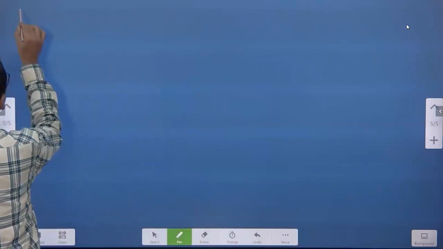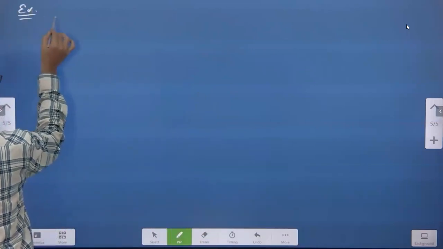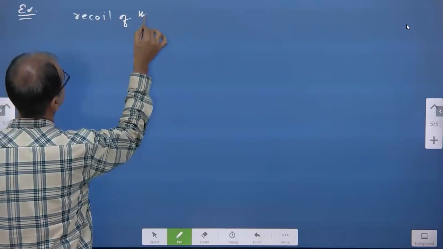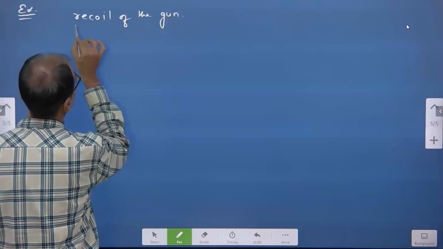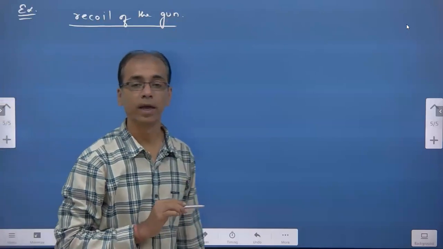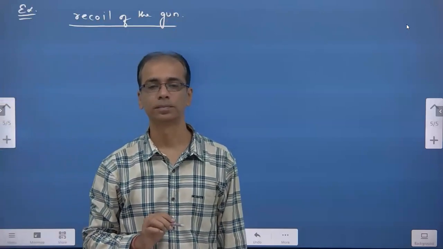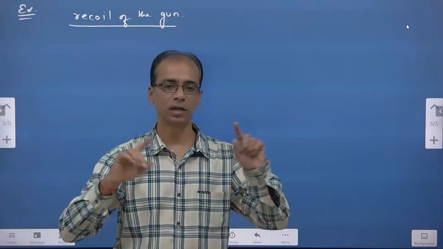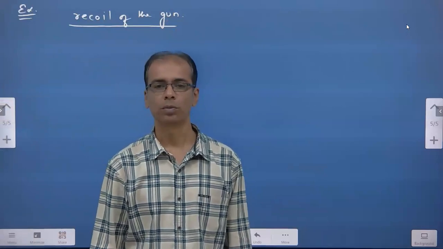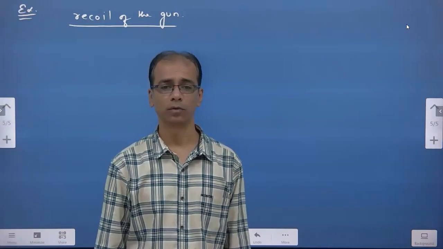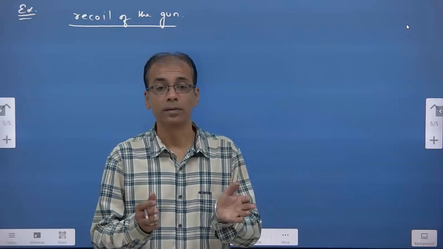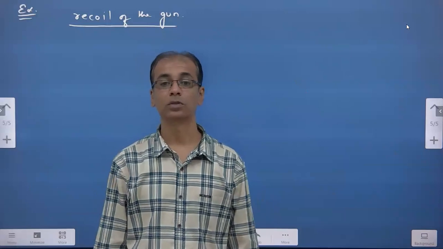First example of this where we use is recoil of the gun. What is recoil of the gun? When we are going to fire a bullet of the gun, is there any external force which is giving the velocity to the bullet? No, there is no velocity given by external force. Bullet goes out, gun goes backwards. It's called recoil.